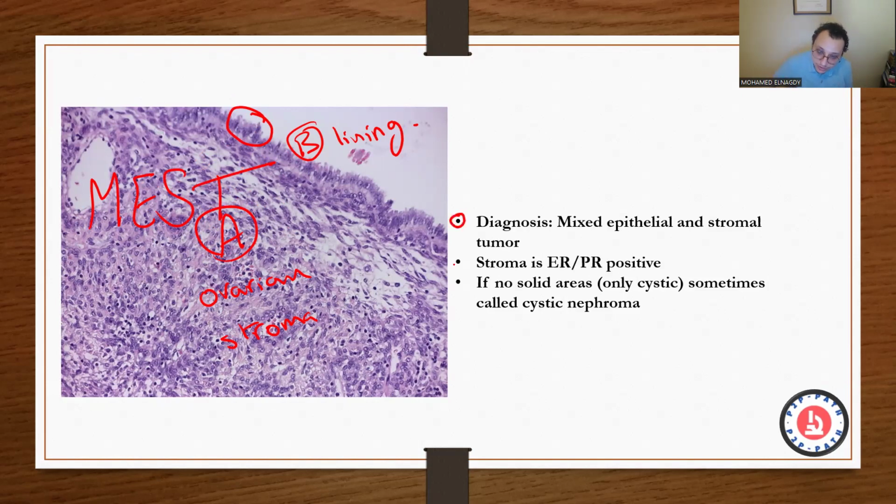As I mentioned when I was talking about this tumor, it is actually ER and PR positive, like the ovarian stroma. If there are no solid areas and the tumor is cystic everywhere like this, sometimes they call it cystic nephroma in some sources. So don't get confused: cystic nephroma is the same as mixed epithelial and stromal tumor, just more toward the cystic side. So it's MEST, ER/PR positive, ovarian stroma with a lining.